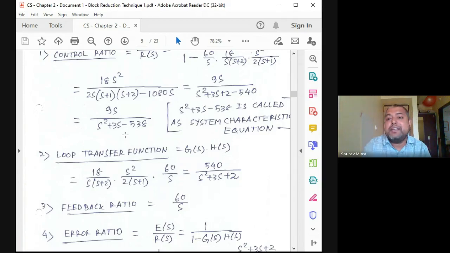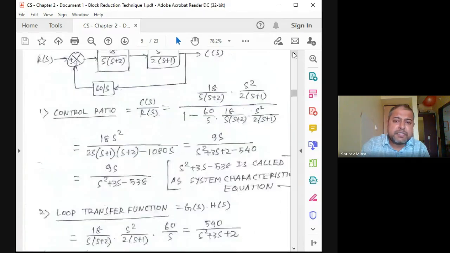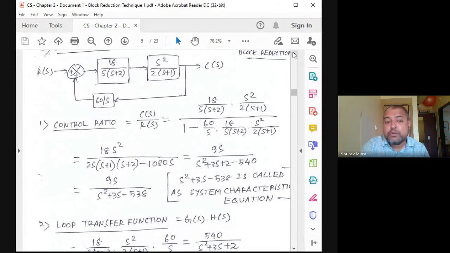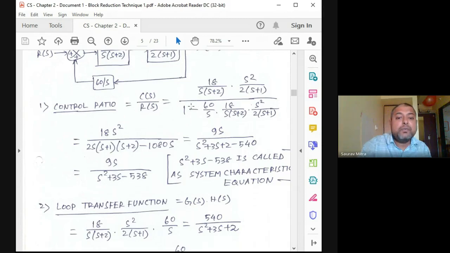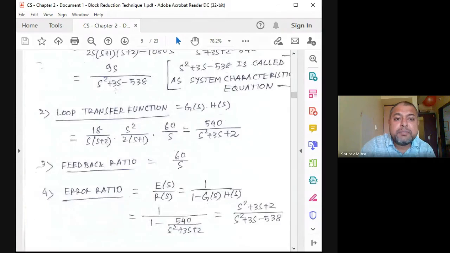So you have to check where the a lies. It is the real part. If a is on the left side of the s plane, then the roots are called stable roots. So this is a closed loop transfer function, with positive feedback. As this is positive feedback, here we have written 1 minus. And whatever equation we find here, as it is a closed loop system, this is called the characteristic polynomial. The s square plus 3s minus 538 equal to 0 is called the characteristic equation.